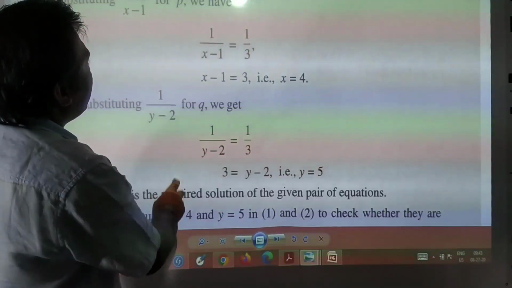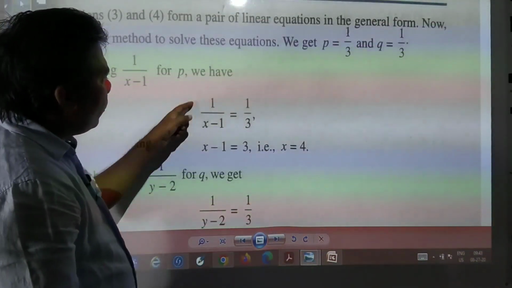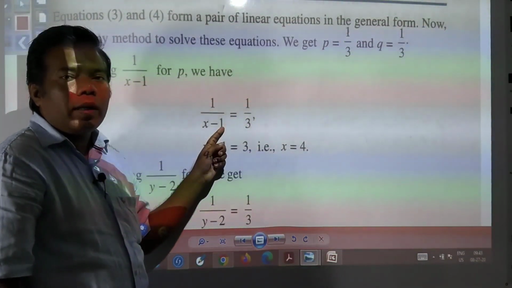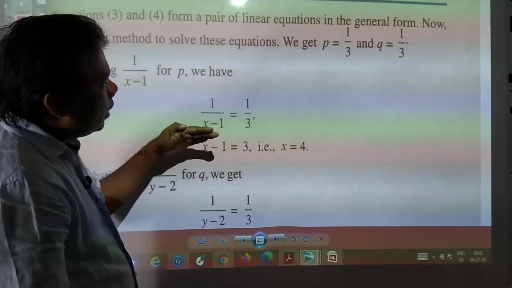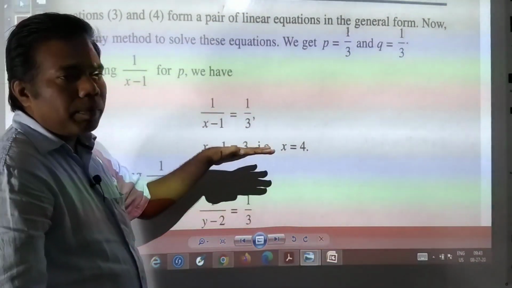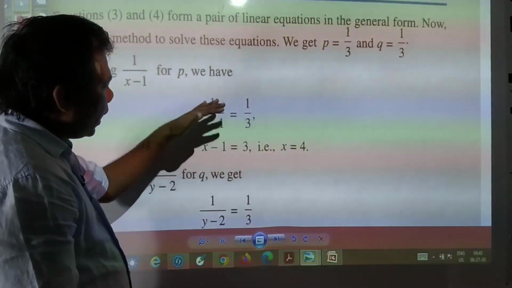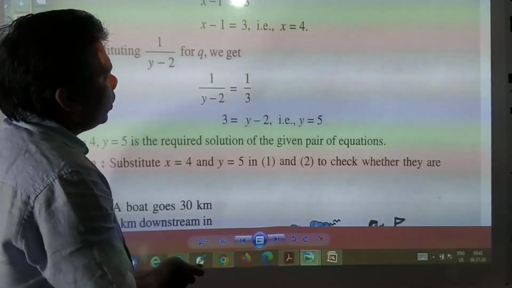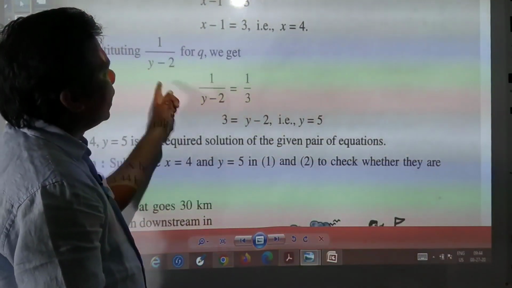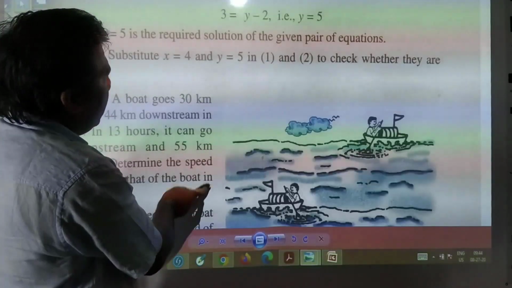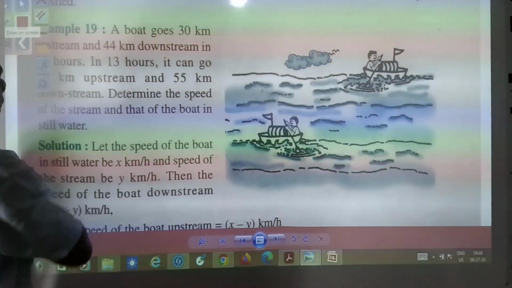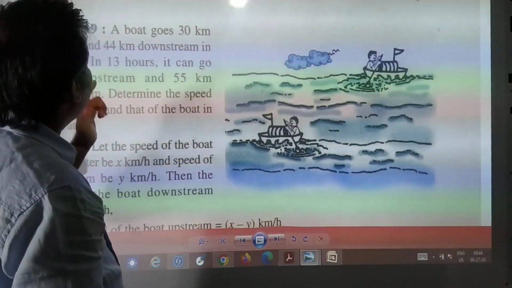So simply what is required to be done: if this can be replaced by any other variable, that can be replaced, and then it will come in linear form, and then you solve that. Again, what you have assumed is required to be replaced, and you can finally find out x and y. Next example, you see this is very important. This type of question comes in the exam, so this is very important for the exam also.